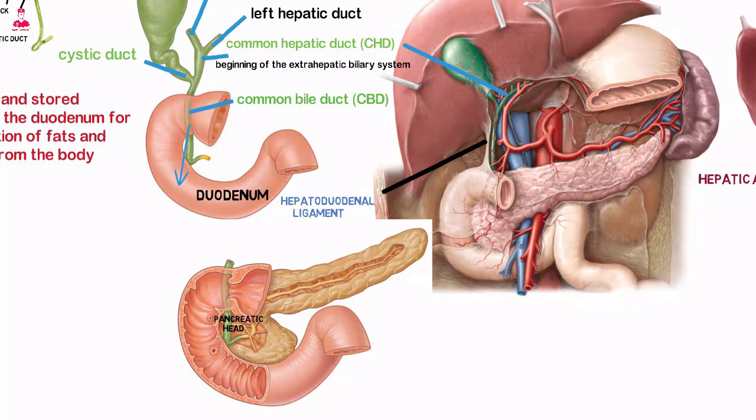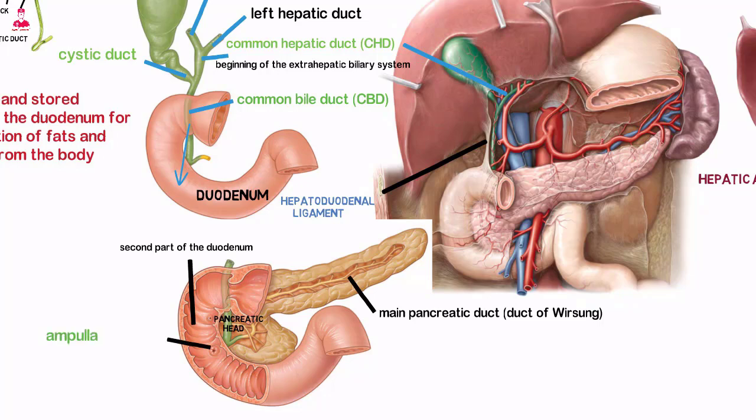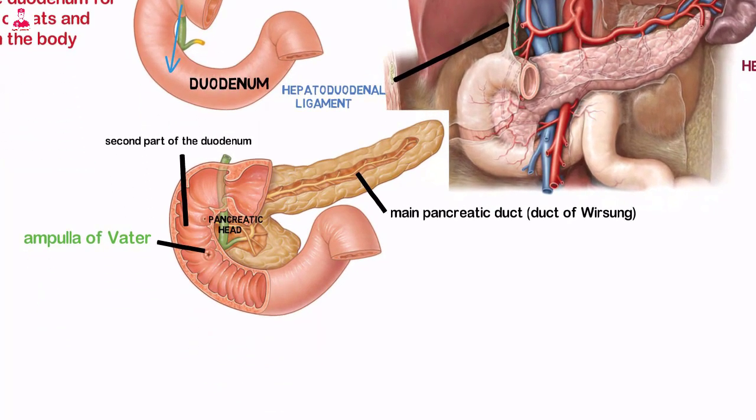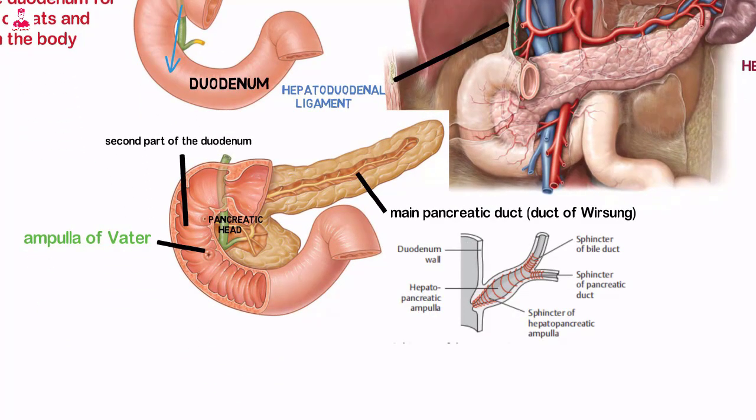The CBD follows a groove on the posterior surface of the pancreatic head, then pierces the medial wall of the second part of the duodenum, along with the main pancreatic duct, duct of Wirsung, through the ampulla of Vater. The ends of both ducts are surrounded by the circular muscle fibers of the sphincter of Oddi.